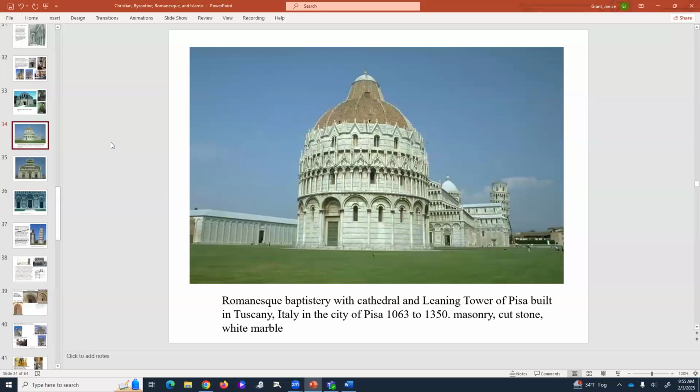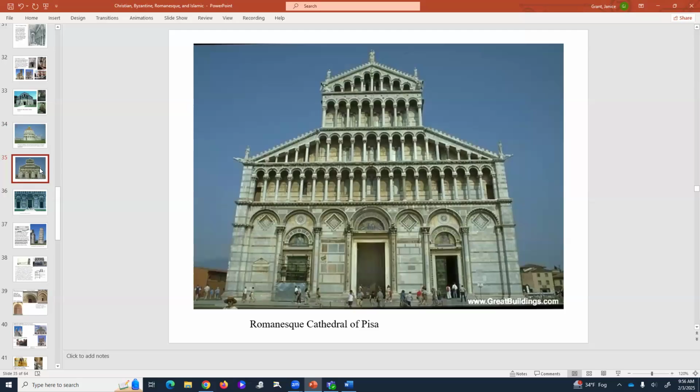Here, you can see right away all those different things that we just talked about. The multiple arches inside of arches, the dome with the kind of open windows at the top. And here is the Pisa, or the Cathedral of Pisa. There are several buildings on that site, and this is part of it.